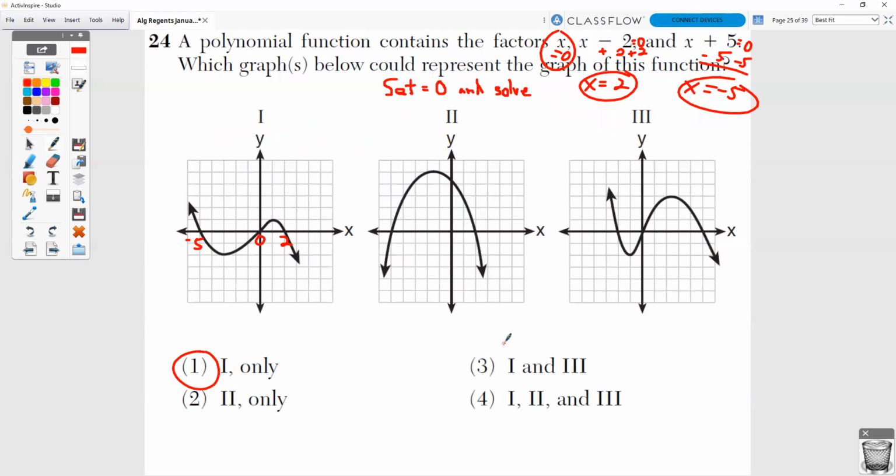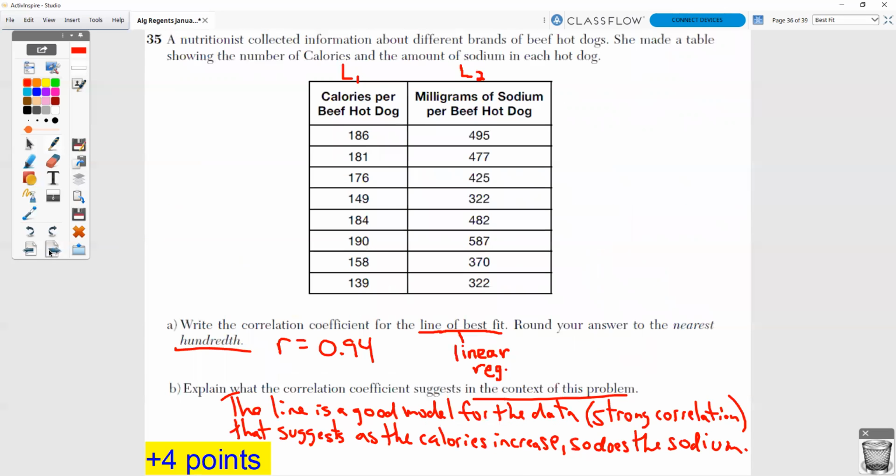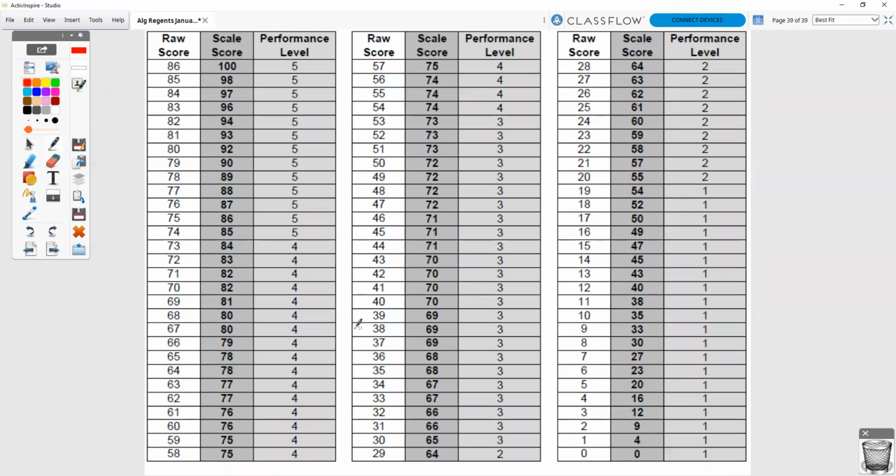In question number 24, a polynomial contains the factors x, x minus 2, and x plus 5. Which graph could represent those answers? Well, in order to find those answers or solutions, you need to set each one of these equal to 0. So x equals 0, x minus 2 equals 0, x plus 5 equals 0. Solve these one-step equations. We get x equals 0, 2, and negative 5. So 0, 2, and negative 5 is where it has to cross the x-axis. It crosses it for graph number 1 only, right at those spots. So that'd be choice number 1. Remember, each one of those is worth 2 credits. You can see how you're doing so far on the scale score.